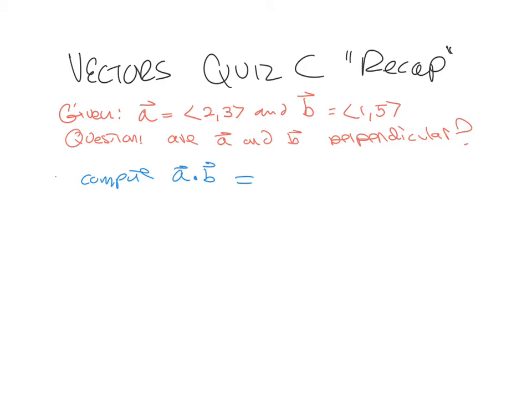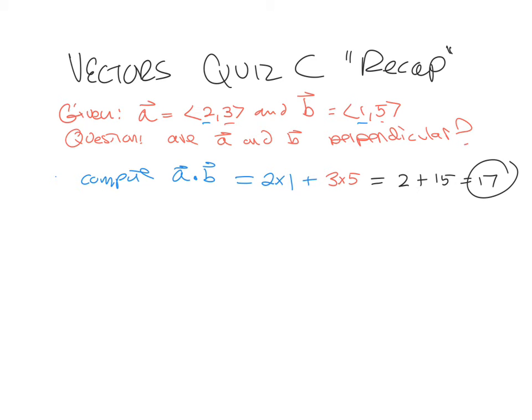And the way you do this is you take the corresponding components of the two vectors. So the x components of the two vectors are 2 and 1. So we'll multiply those together, 2 times 1, and we'll take the y components, 3 and 5, and multiply them together. And add those two products. So we'll get 2 plus 15 is 17. So that's the result of multiplying vector A and B using the dot product.